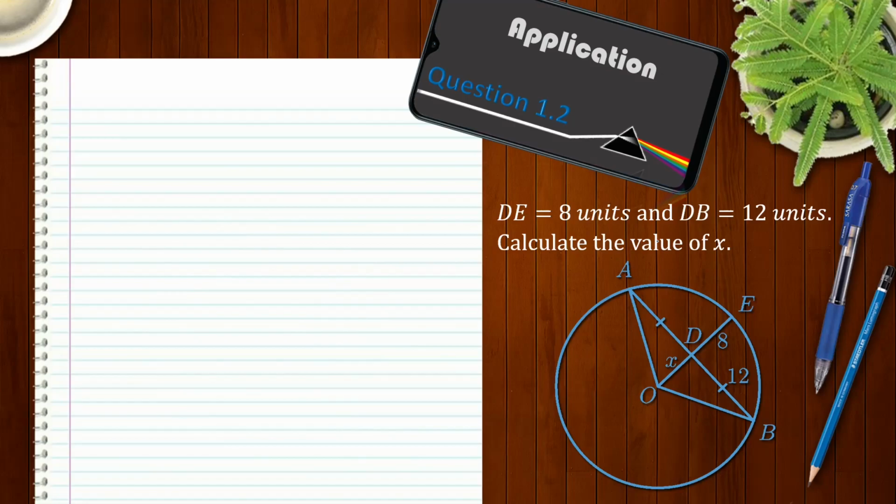So DE is 8 units and DB is 12 units. We've got DE and we've got DB. Then calculate the value of x. So x is OD. Now, first of all, remember the radius. Okay, so OE is the radius, which means it will also be equal to OA, and it will also be equal to OB. And the radius in terms of x, if that's x and that's 8, then the radius is simply going to be x plus 8.